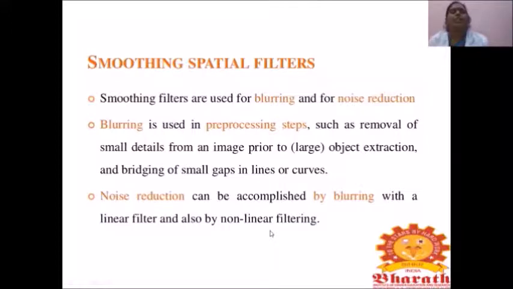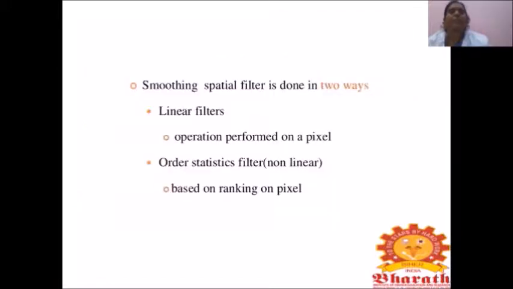Smoothing spatial filtering is used for blurring and for noise reduction. Blurring is used in pre-processing steps such as removal of small details from an image prior to object extraction, and bridging of small gaps in lines and curves. Suppose image lines or image edges are broken, then it is used to form continuity. Noise reduction can be accomplished by blurring with a linear filter and also by a non-linear filter.